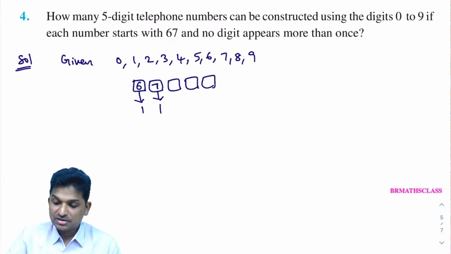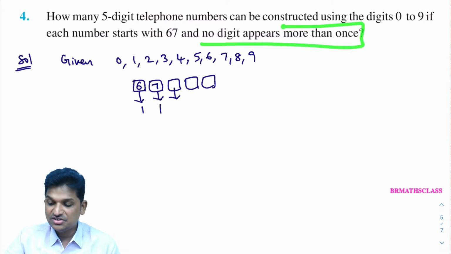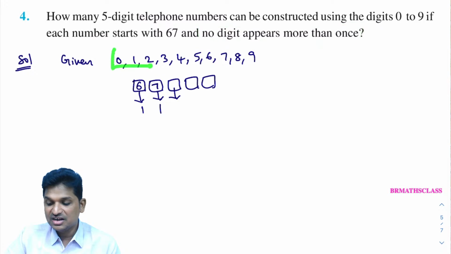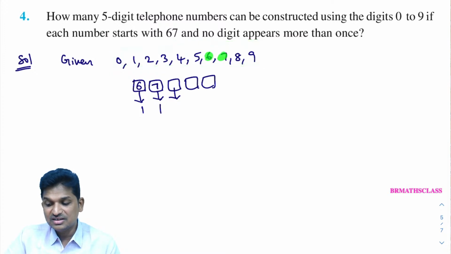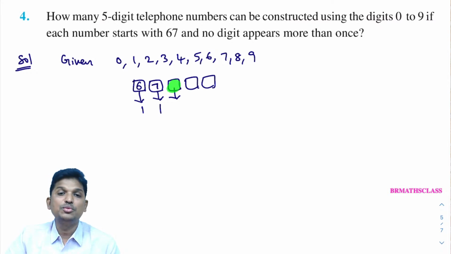Now, third box. Here, repetition is allowed or not allowed? Repetition is not allowed. They gave that repetition is not allowed. Here, total how many digits are there? Actually, total 10 digits are there, 0 to 9. I already used 2 digits, 6 and 7. Now, how many digits are remaining? Out of 10 digits, 2 digits I already used. 8 digits are remaining. So this third box can be filled in how many ways? This third box can be filled in 8 ways.